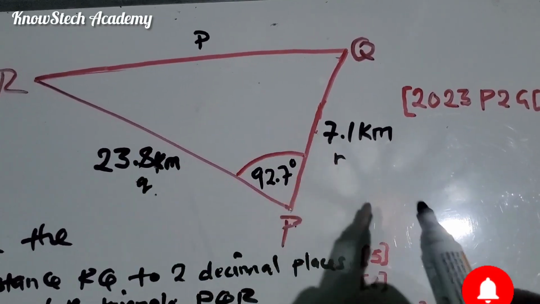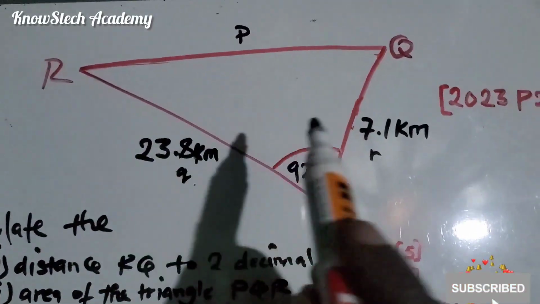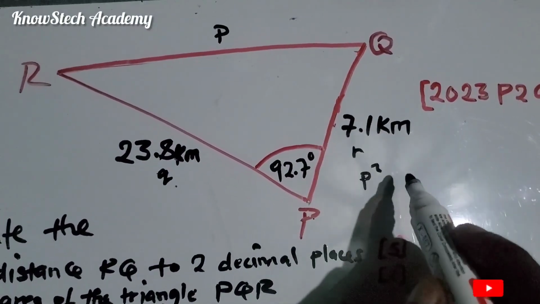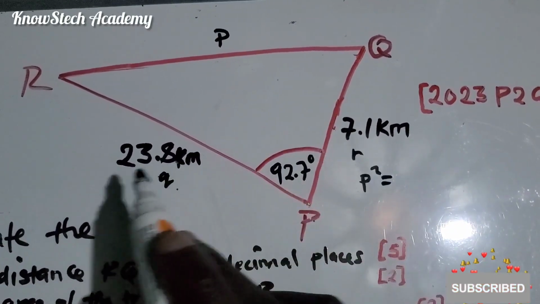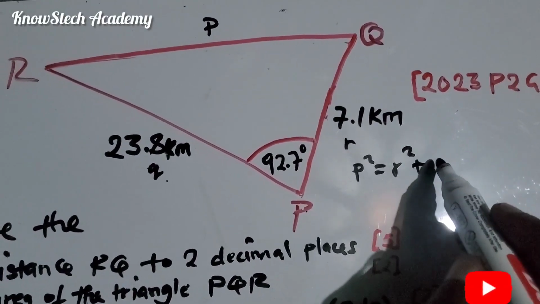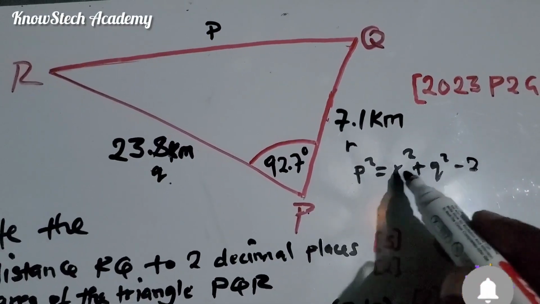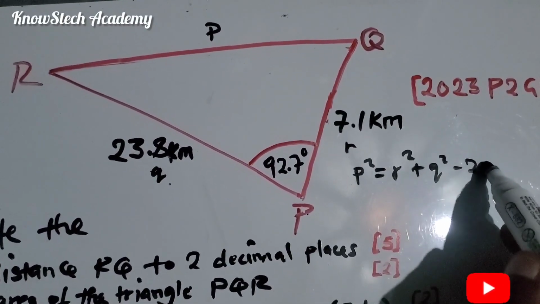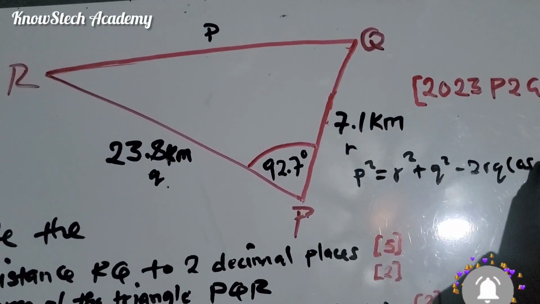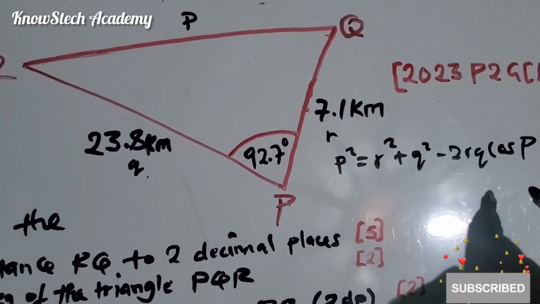Our formula will be, since we are asked to calculate RQ, which is this side, and RQ is represented by the letter p, we're going to say p squared is equal to the other two sides, r squared plus q squared minus 2 times the product of these two, which is rq, cos the angle, which is angle P. Okay, angle P. So that's the formula we're going to use.